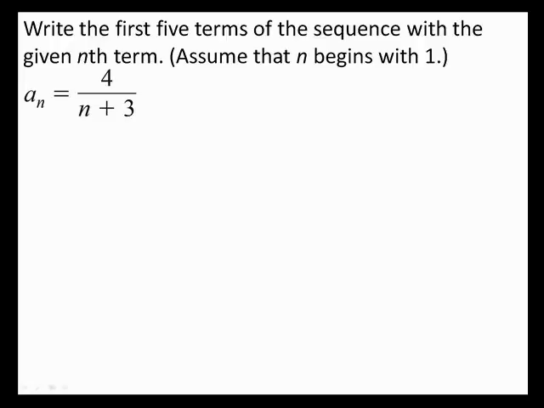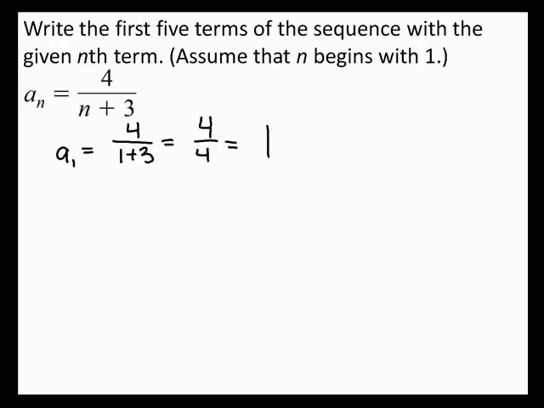Write the first 5 terms of the sequence with the given nth term. Assume that n begins with 1. a sub n is equal to 4 divided by n plus 3. Substitute 1 in for n. Simplify 1 plus 3. Simplify 4 divided by 4. You find that a sub 1 is equal to 1.